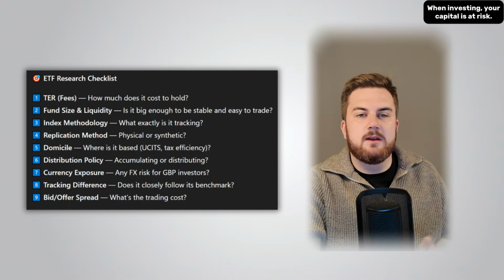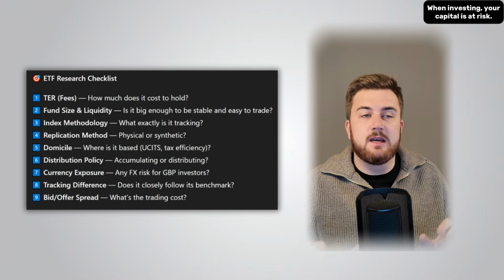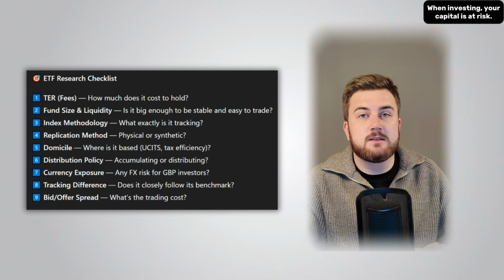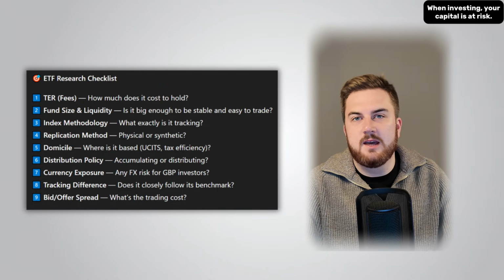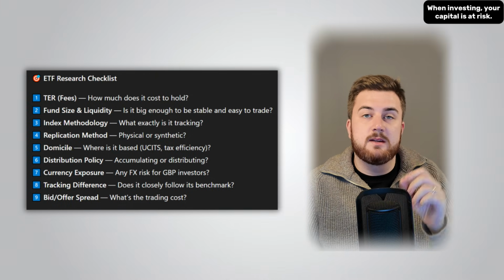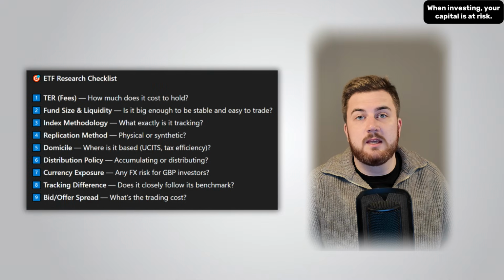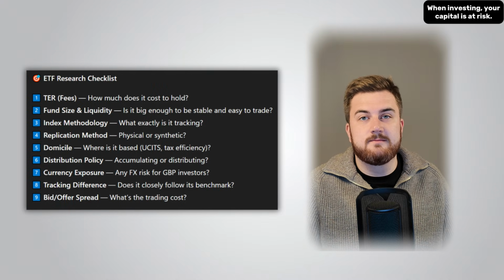And then finally, bid-offer spread. I cover this in fund size and liquidity, but basically, if you're comparing a range of ETFs, do check that bid-offer spread because this is a cost of transaction and why it's important to not constantly switch ETFs, because if you're constantly switching, you're constantly losing a small amount of money to bid-offer spread. And in some cases, it might not be a small amount of money. If it's a highly illiquid ETF, that bid-offer spread cost can be significant. So that is it for this video.